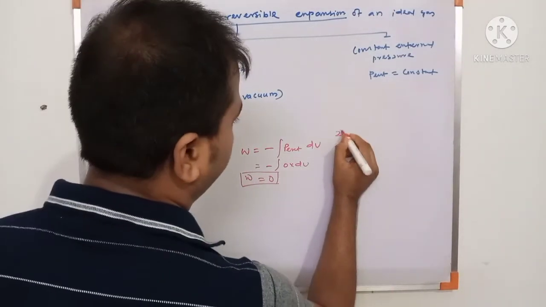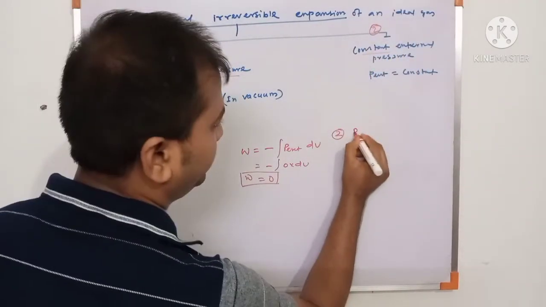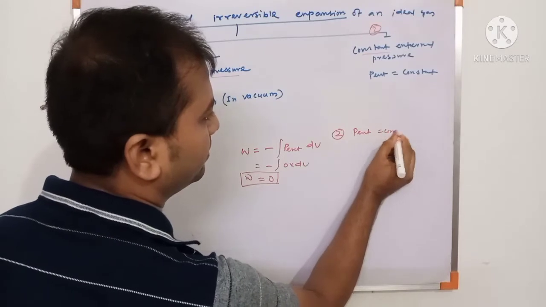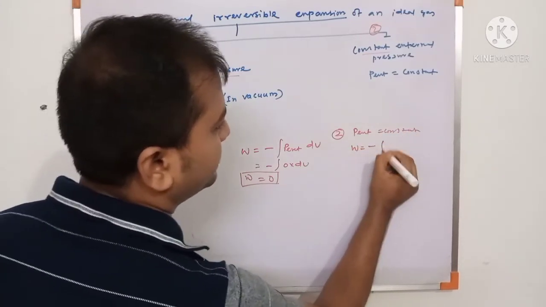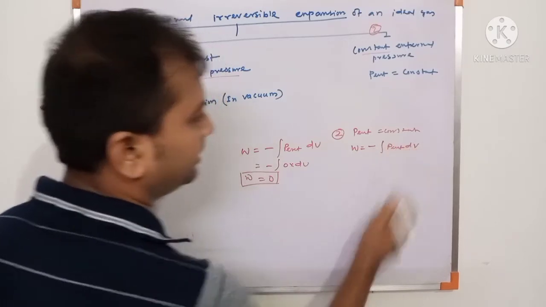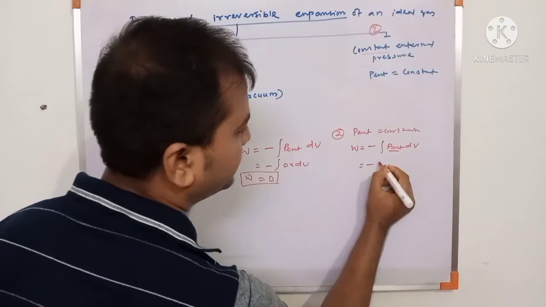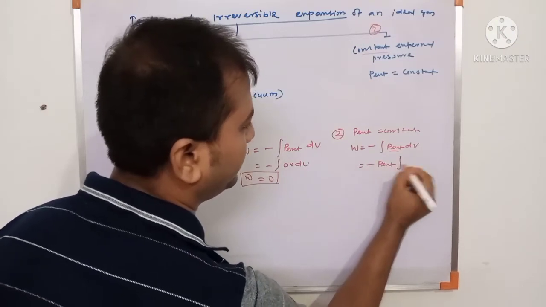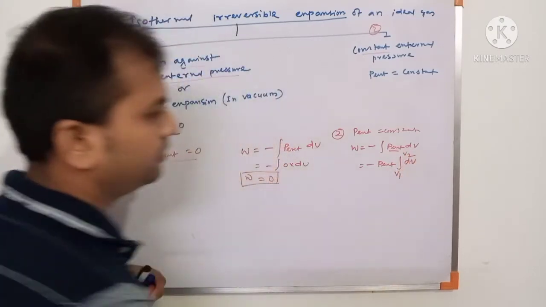Now the second condition. This is constant external pressure, so P external equals constant. So work equals minus P external into dV. Since P external is constant, the constant part goes in front of the integration, so P external into integral dV. The limit, suppose, is V1 to V2.